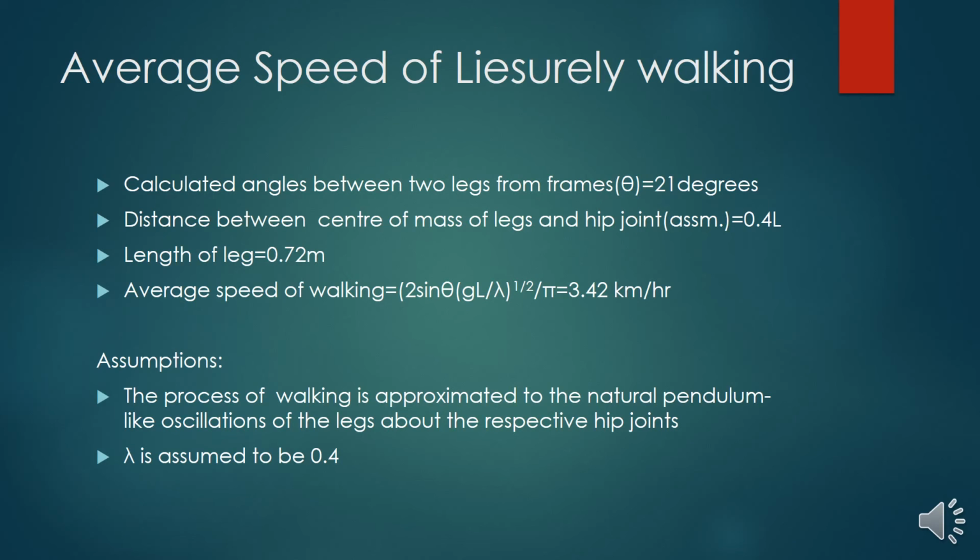The distance of the center of mass of the legs and hip joints from the hip joints was assumed to be 0.4 of the length of the leg. The length of the leg was calculated to be 0.72 meters. So the average speed of walking was calculated hence to be 3.42 km per hour.